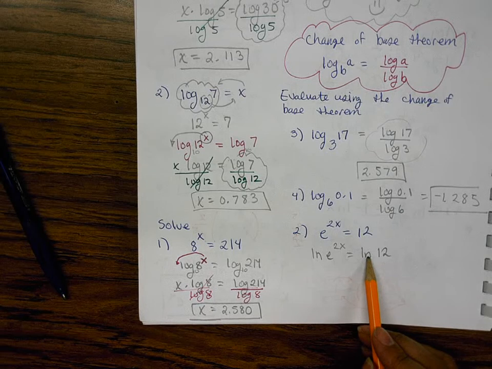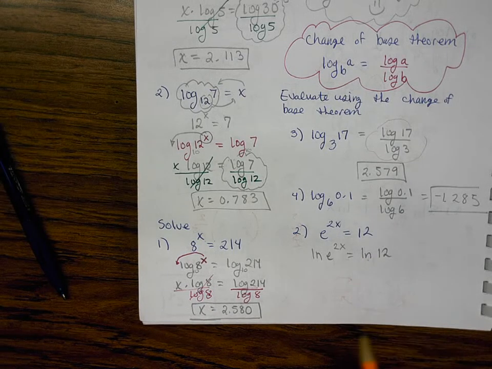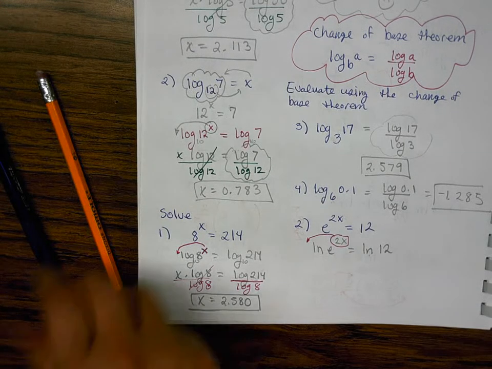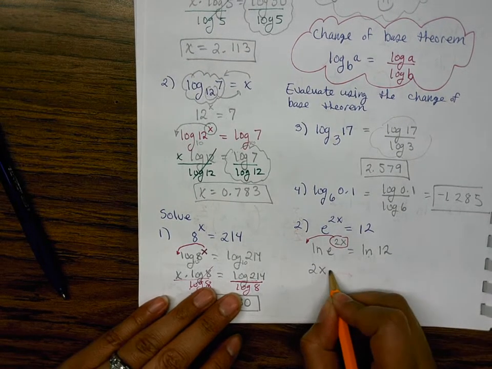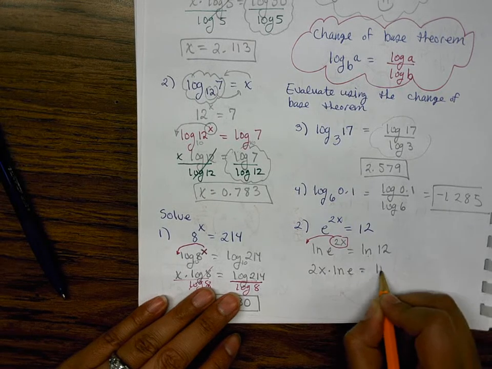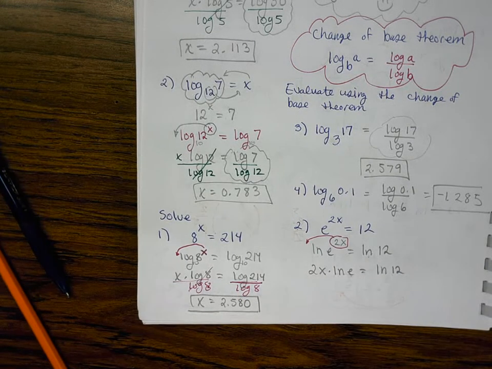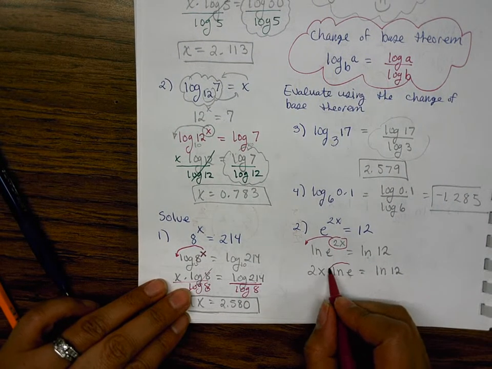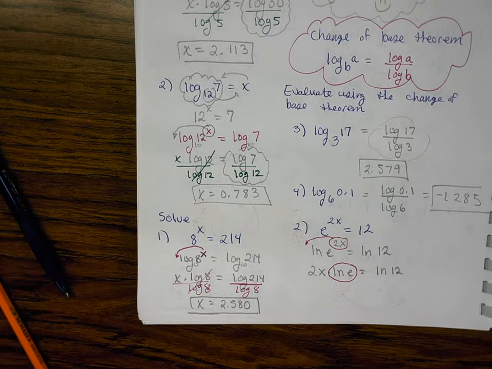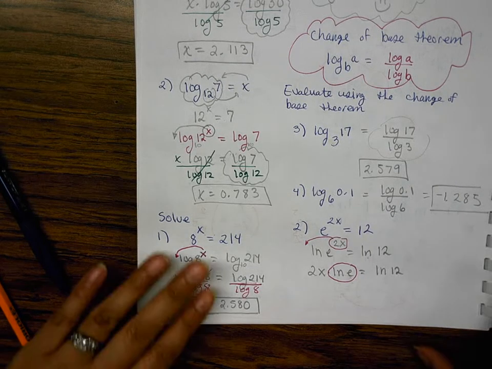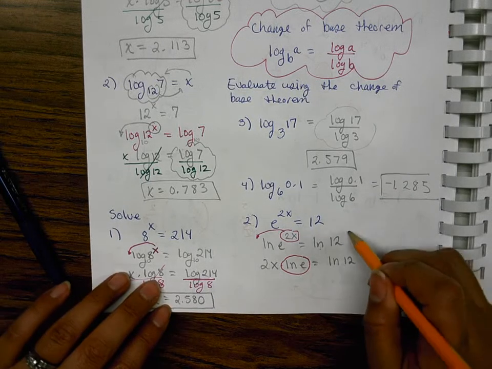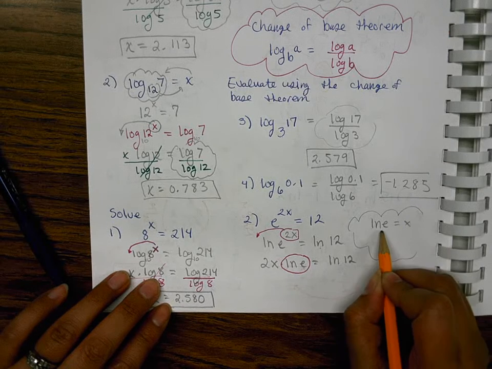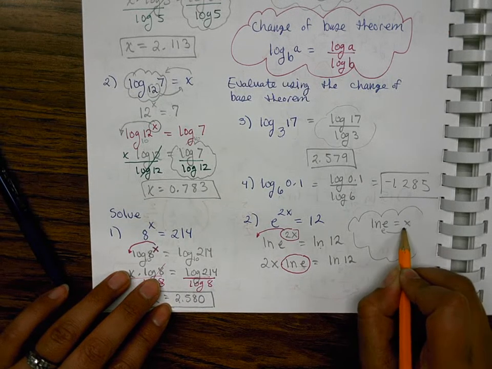All right, here I did log base 10, log base 10. Here I'm doing log base e, log base e. Even though I don't see it, the e is still there. All right, I do that so I can bring this guy down to the front. 2x times ln of e equals ln of 12. Does anybody know what ln of e is? Anyone? I'm going to put a little thinking bubble over here. ln of e equals x.